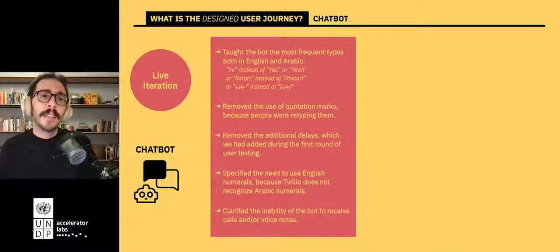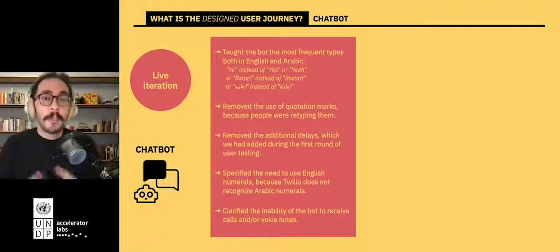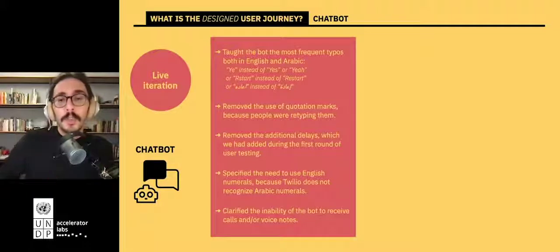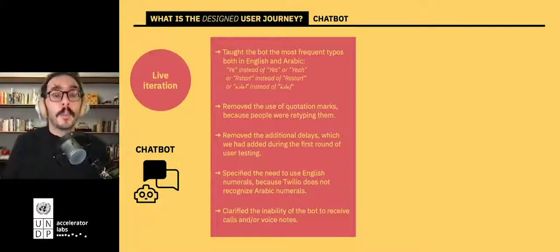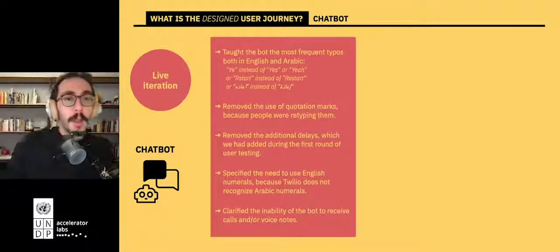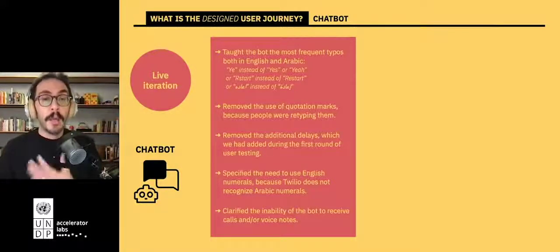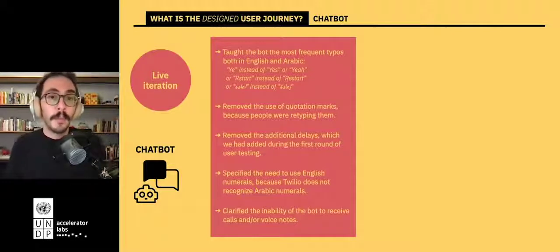And finally, we clarified the inability of the bot to receive calls and voice notes. And this is something that I can't say was a surprise. In Lebanon, and I'm guessing in the region, WhatsApp is used as a substitute for phone calls. So people use it for voice notes and WhatsApp calls, and not so much to text or to type. So we got a lot of people who were sending us voice notes and trying to call us, and the bot obviously doesn't recognize these functions, so it was going into error mode and not responding to the users the way they wanted.